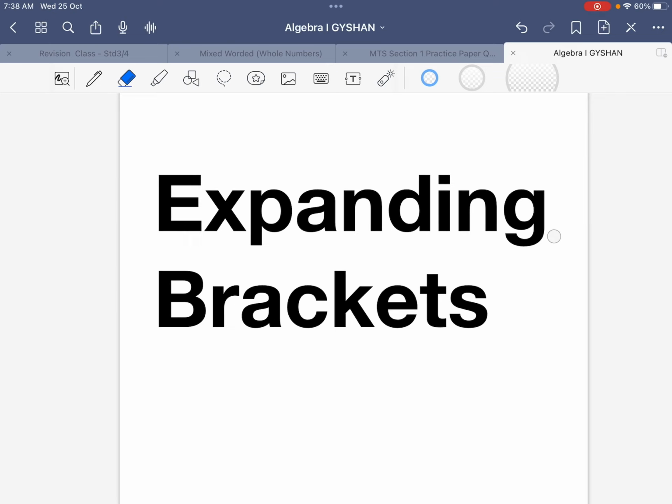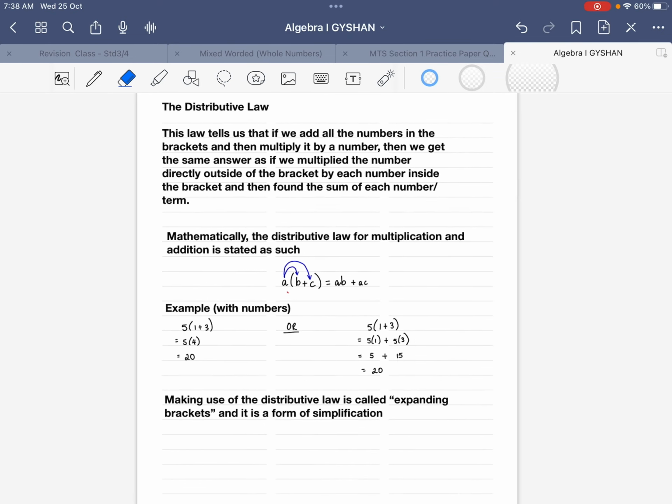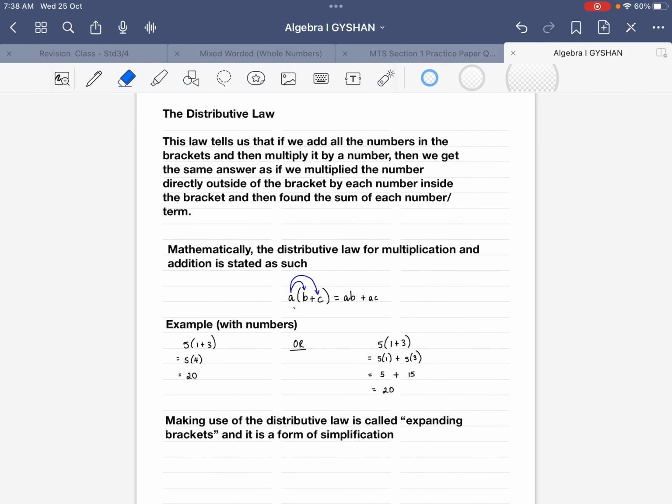Expanding brackets. The distributive law. This law tells us that if we add all the numbers in the brackets and then multiply it by a number, then we get the same answer as if we multiply the number directly outside of the bracket by each number inside the bracket, and then find the sum of each number or term. So we will illustrate this now.